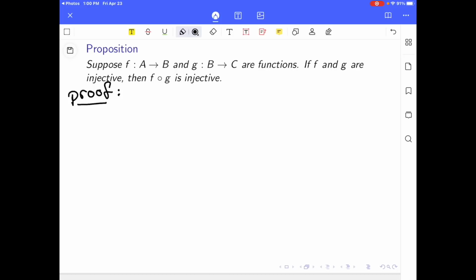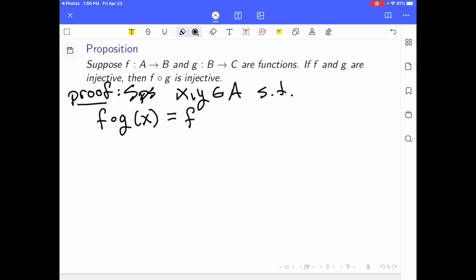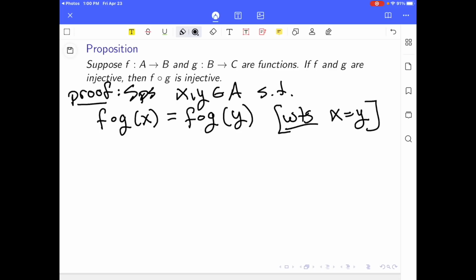We're going to do that using the standard outline for an injectivity proof. So maybe let's go ahead and suppose that we have X and Y in A such that F composed with G evaluated at X equals F composed with G evaluated at Y. And let's recall, in order to finish this injectivity proof, we want to show that this implies that X equals Y. So that's what we're trying to end at. So let's see how we can do that.